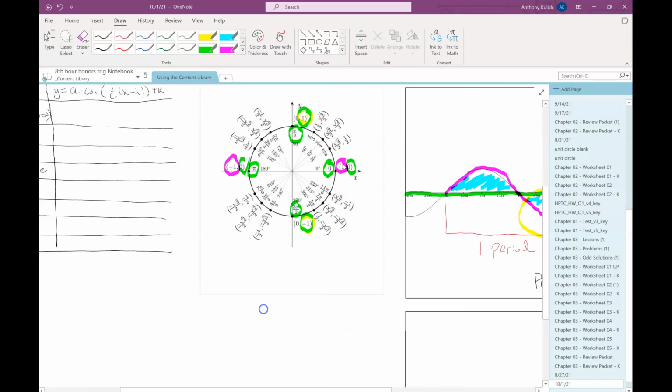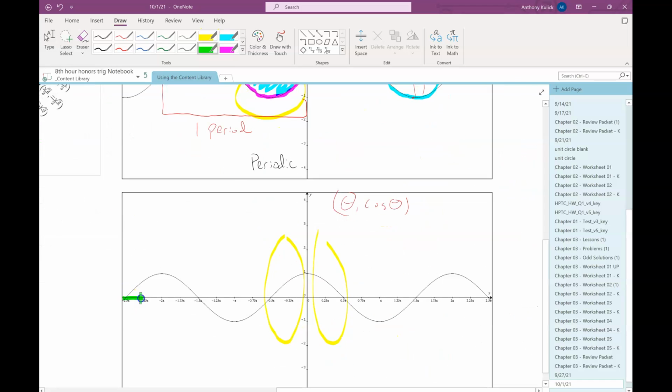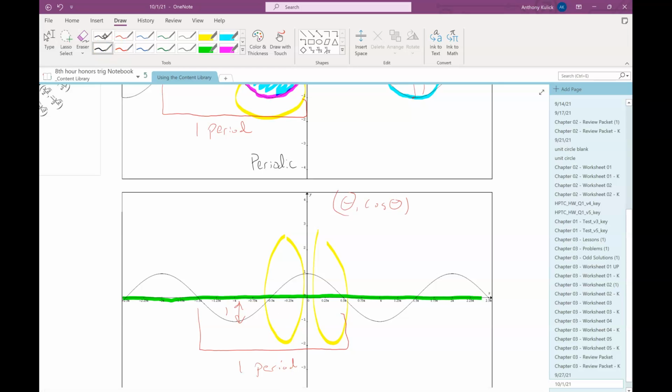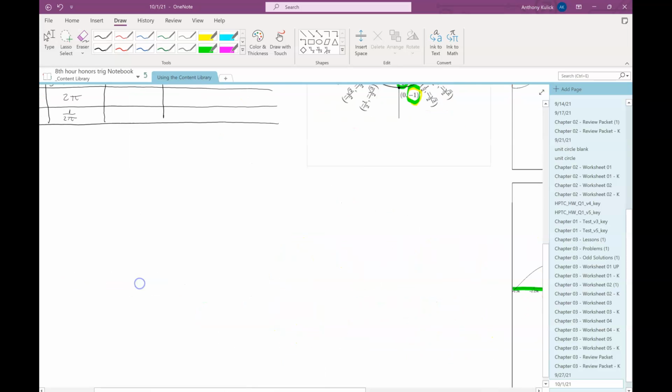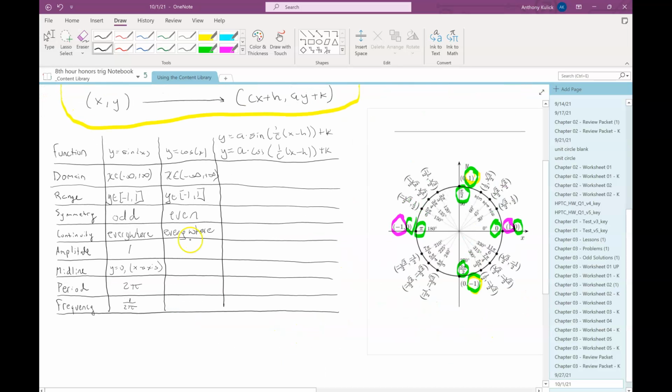And then if I look at this graph of cosine, its midline is also at the x-axis. Its amplitude is also 1. The length of one period is also 2 pi. Everybody cool with that? Hopefully that's not surprising because everything is based on the same unit circle, right?